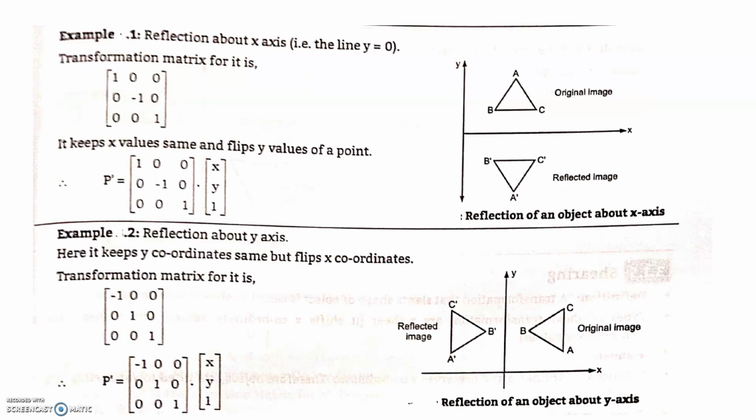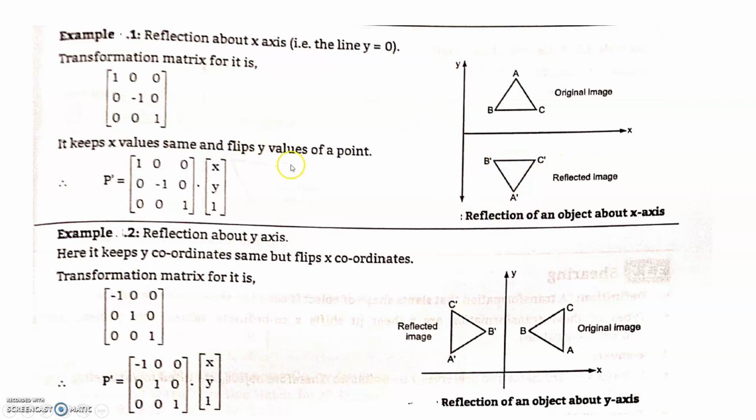This is example 1, which explains reflection about the x-axis, that is the line y equals 0. The transformation matrix for this will be like this. It keeps the x values the same and flips the y values of a particular point.